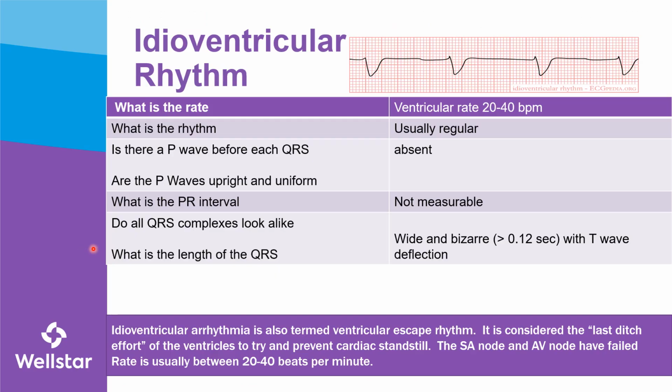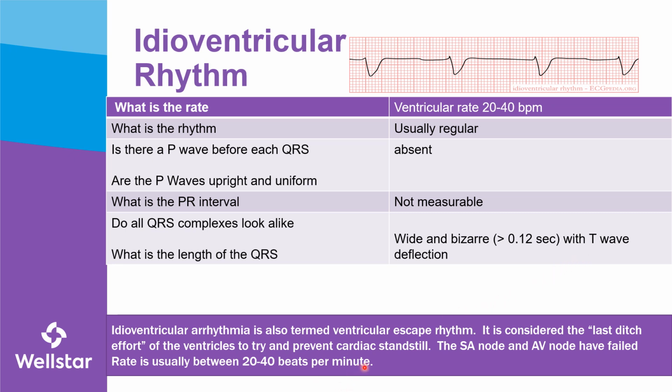Onto idioventricular rhythms. The rate of an idioventricular rhythm is going to be between 20 and 40 beats per minute. The rhythm is usually regular. You'll see this on your monitor pretty consistently. There are no P waves. The PR interval is not measurable because there's no P wave. Do all QRS complexes look alike? Yes, however, they are wide and bizarre, greater than 0.12 seconds, and with T wave deflection.